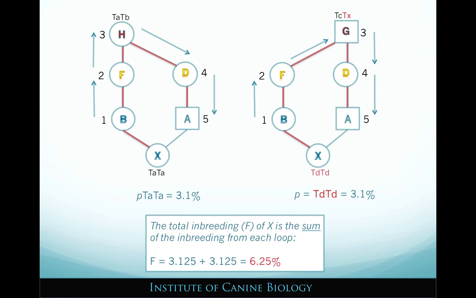So here we have these two shared animals in the pedigree, and this is the inbreeding that we've calculated for H, and the inbreeding associated with the presence of G in this pedigree. And to calculate the total coefficient of inbreeding of this animal, its total inbreeding, it's the sum of these two probabilities, in which case it's 6.25%.